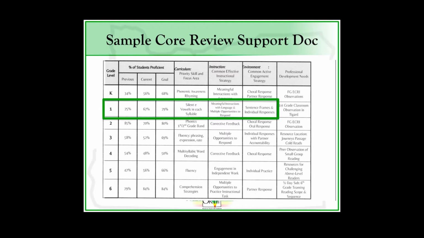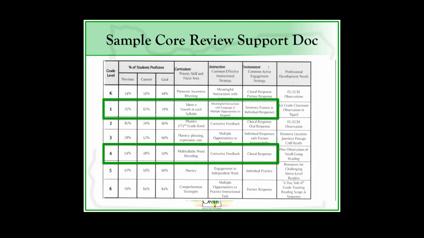For example, in this first grade class, this group of first grade teachers decided their priority skill area was in the area of phonics, and specifically they were going to focus on silent E and vowels in each syllable. The instruction strategy that they decided to utilize was multiple opportunities to respond, and the active engagement strategy is sentence frames and individual responses. The fourth grade example is multisyllabic word decoding, corrective feedback, and choral response.